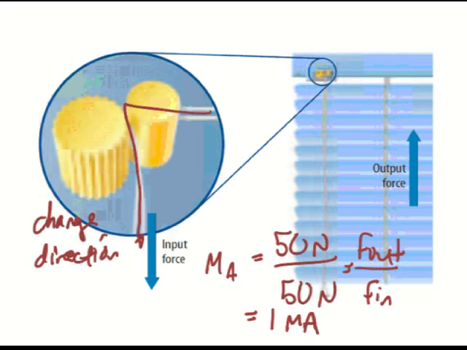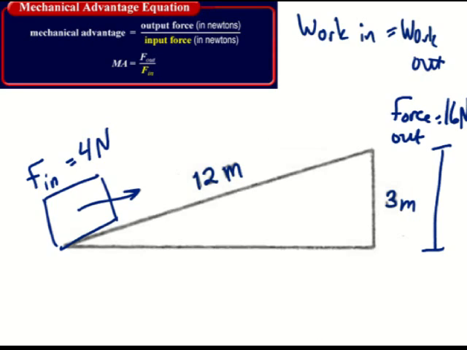So let's look at some examples of calculating mechanical advantage. All right, in this example, we're going to use the mechanical advantage equation. So here we have a box that's going to be pushed up an inclined plane. It's 12 meters long and 3 meters high, and it requires 4 newtons of force to move the box. The force is going to be applied to the box because its change in distance is going to be 16 newtons. So to apply our mechanical advantage equation, MA is equal to the force out divided by force in.